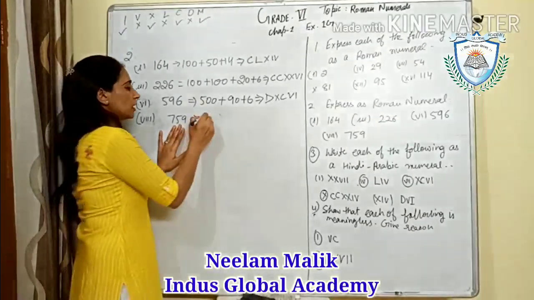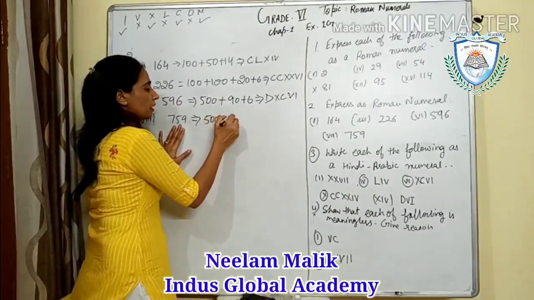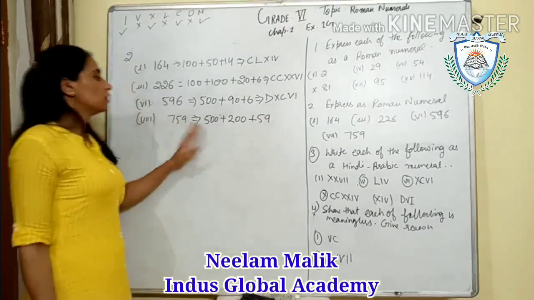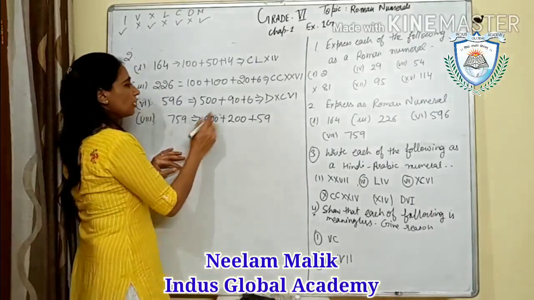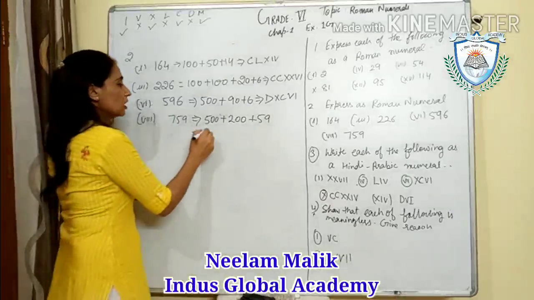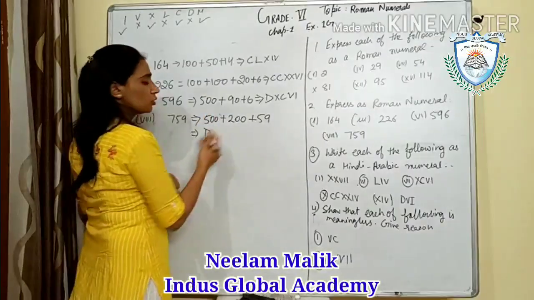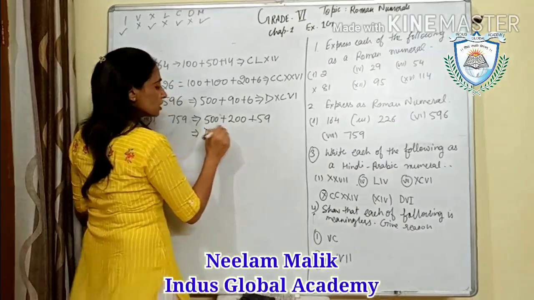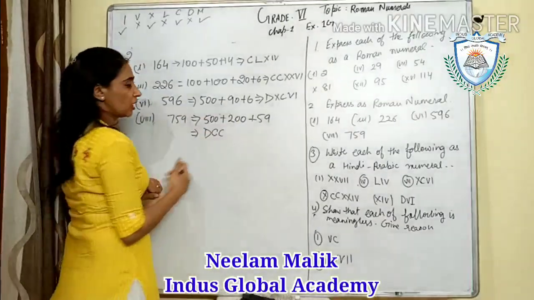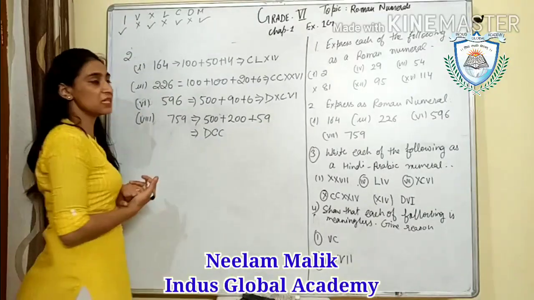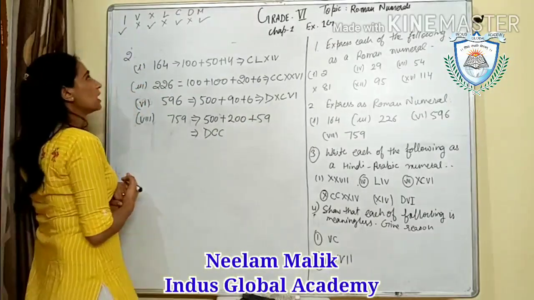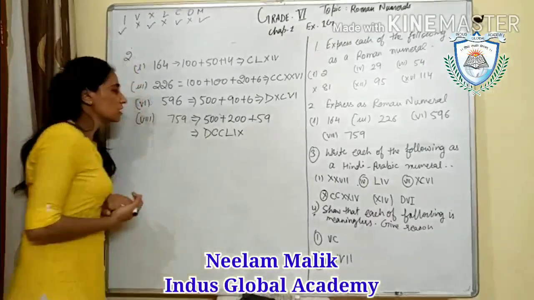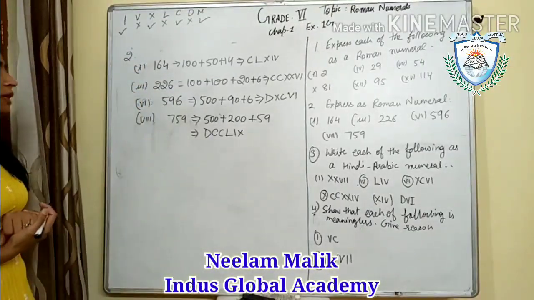Now this is 759. So how will we write it? 500 plus 200 plus 59. What is 500? We have written it here also as D. Plus 200. 200 means 100 twice, that is CC. Plus 59. 59 means 50 plus 9. What is our 50? 50 is our L. And what is our 9? IX. So this is our 759.